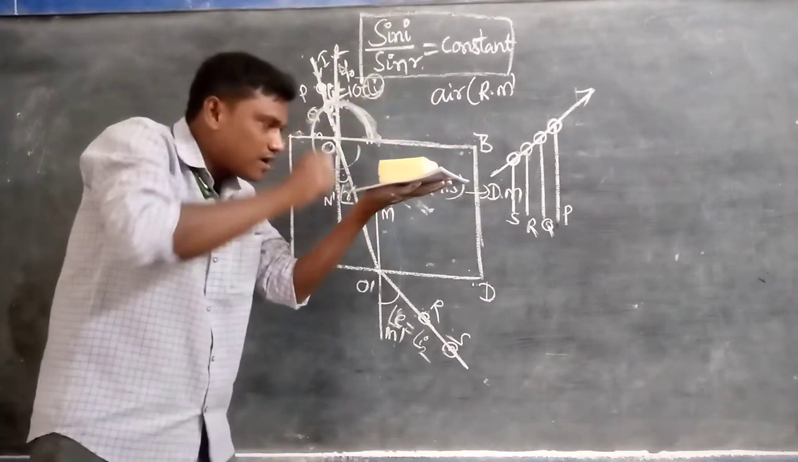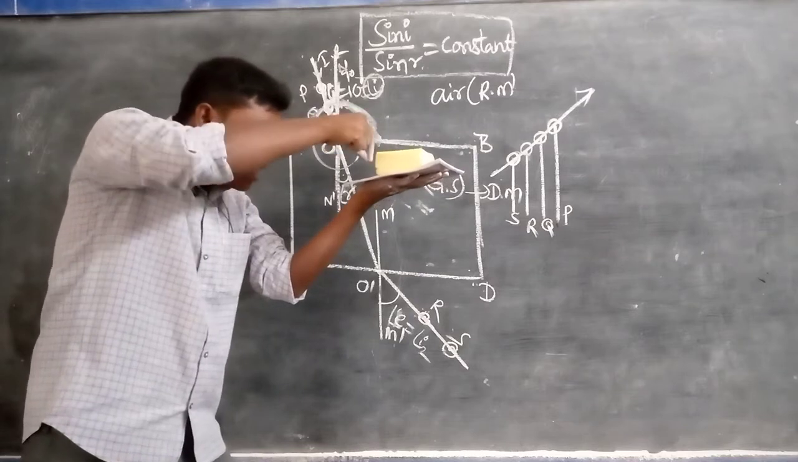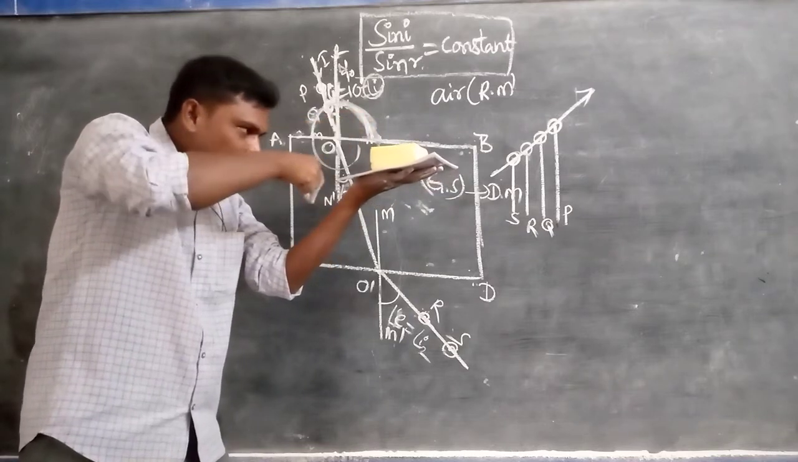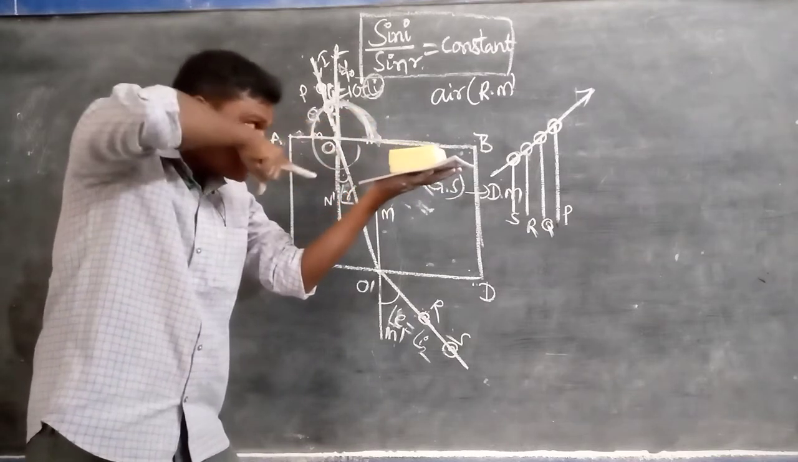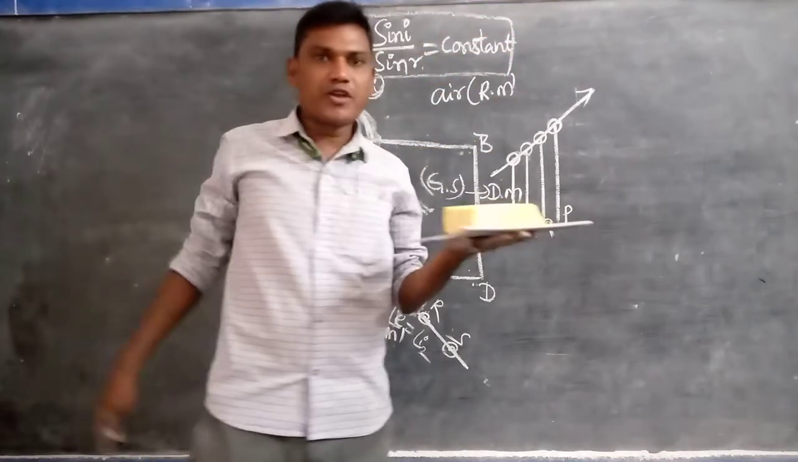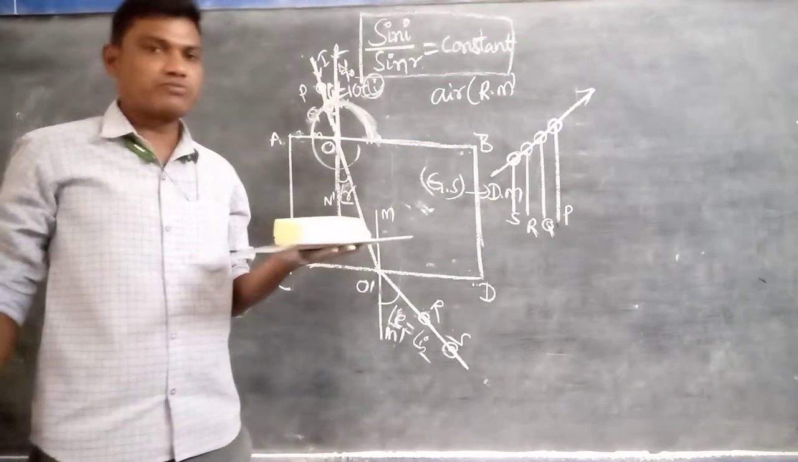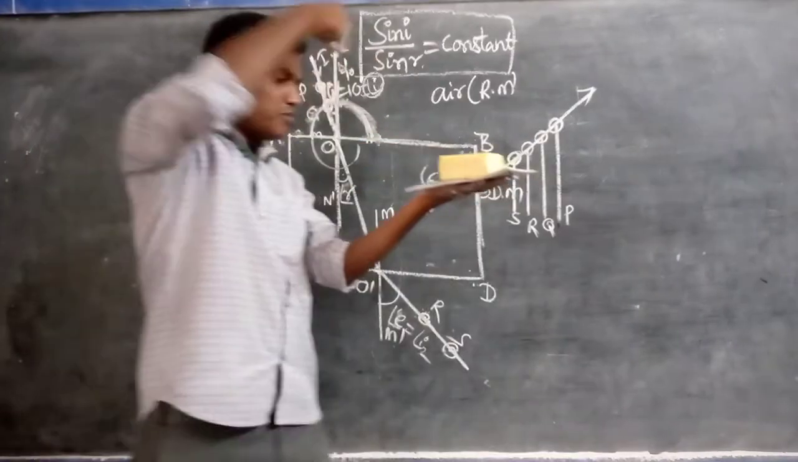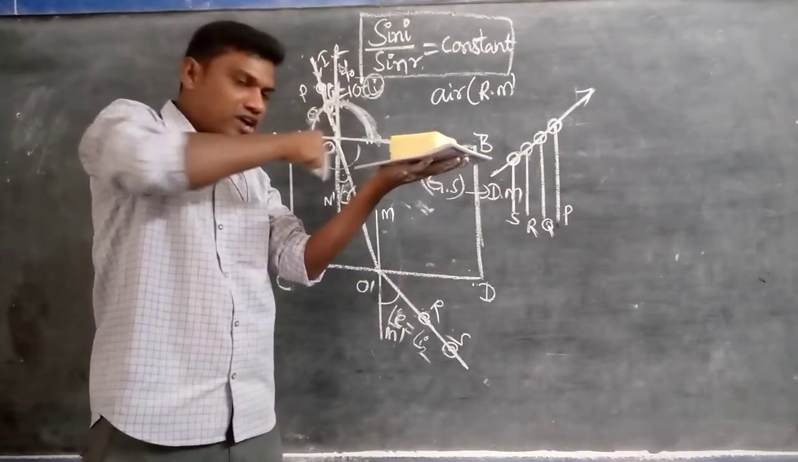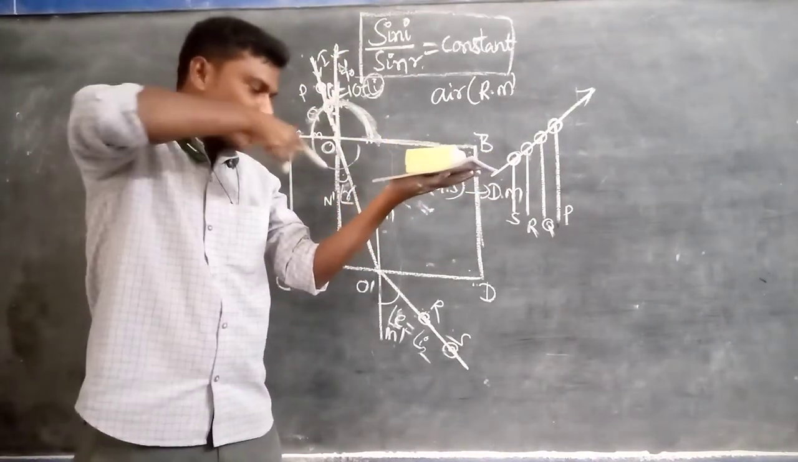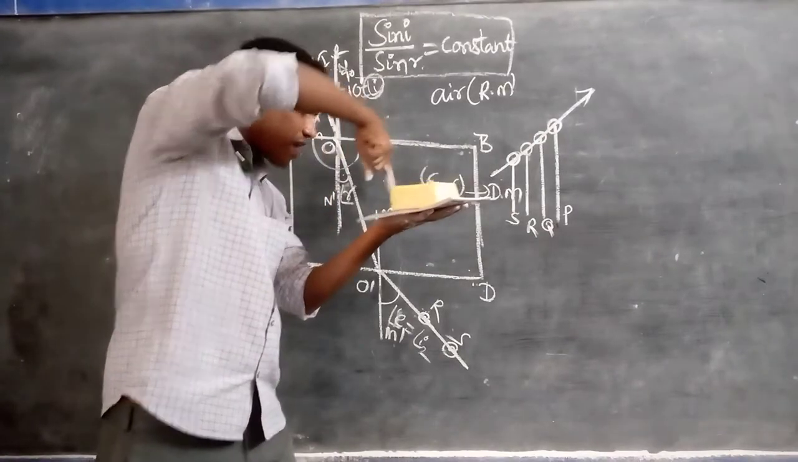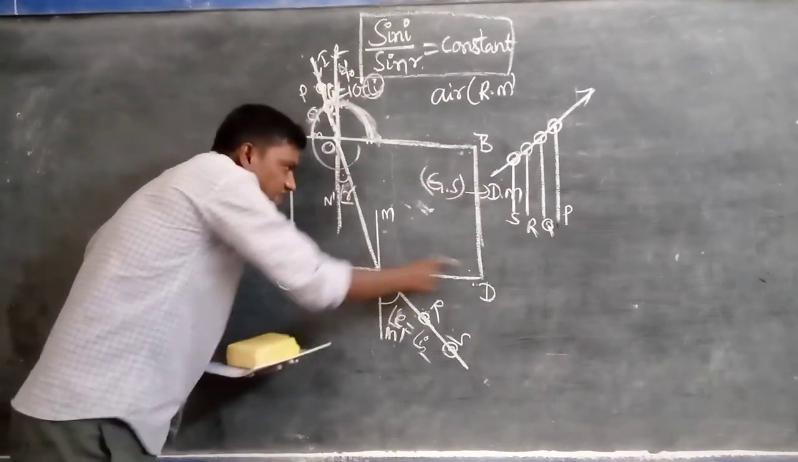Now we fix two pins on the side of CD, that is R and S. These two pins we fix exactly in the straight line of P and Q along the incident ray. Then after we put the two pins R and S, we draw circles. These two points are joined with a straight line and this is extended up to the CD line.